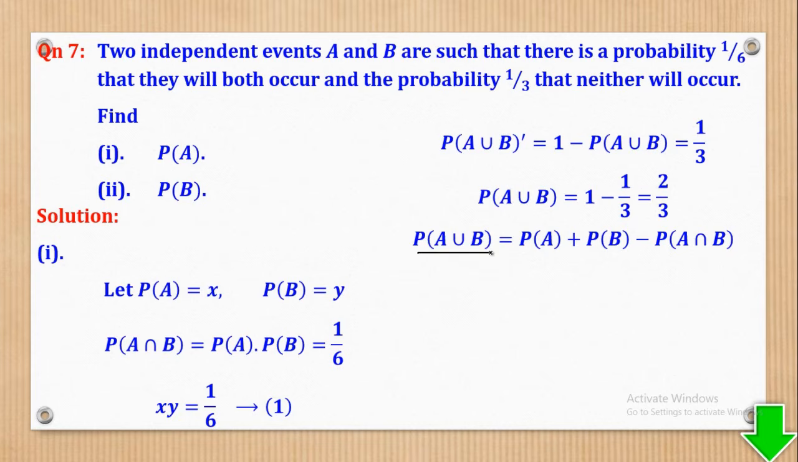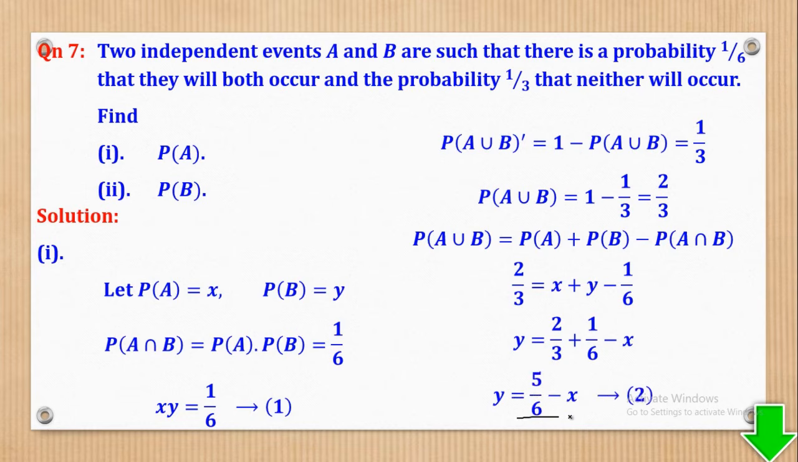After that, I'll expand the union and then substitute. So substituting, probability of A is this, the union is 2/3, and B is this, and we already saw that the intersection is 1/6. Therefore I'll make y the subject and y will be equal to this. Therefore, these are two equations and two unknowns. You can either use substitution or elimination, but substitution is easier. That is why I've made y the subject.